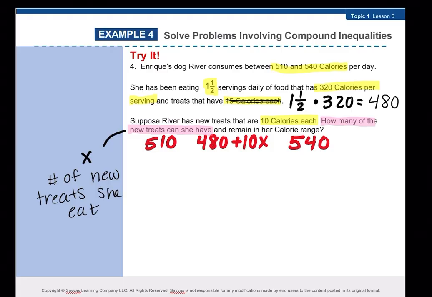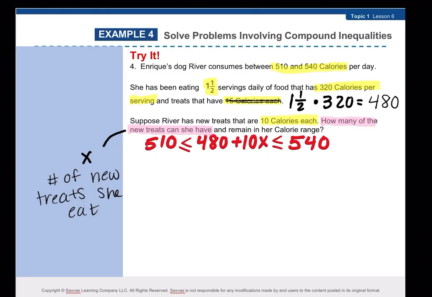And that all needs to be less than, I'm assuming, or equal to 540, but it has to be greater than or equal to 510. I don't know if it could, that's another weird thing about this problem. I don't know if it could be equal to 510 or 540, because it says it has to be between 510 and 540. I'm assuming it could also be equal to 510 or 540.